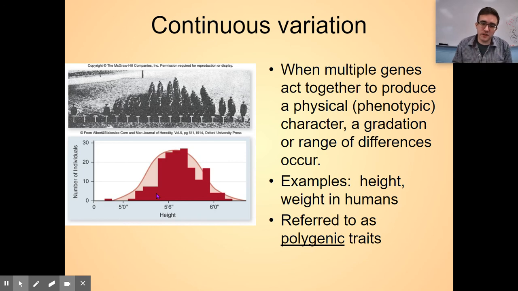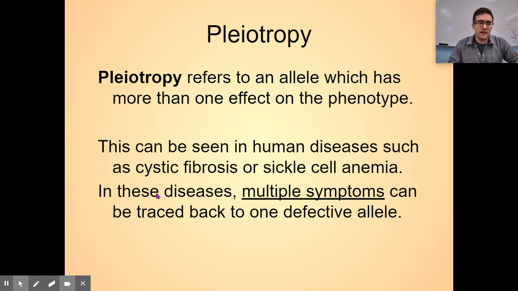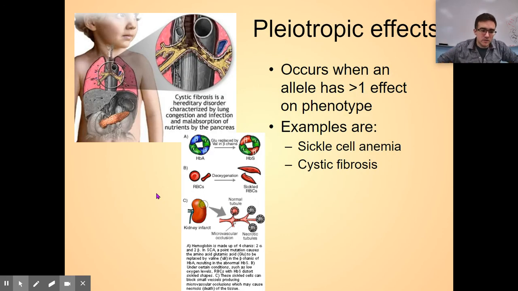We can have the opposite occur too, where one gene affects more than one trait. We call that pleiotropy, and that's all it is. A lot of diseases work that way, where multiple symptoms can be traced back to one defective allele. Cystic fibrosis and sickle cell anemia are great examples. In cystic fibrosis, we get lung congestion and malabsorption of nutrients by the pancreas. So that's at least two different phenotypic traits traced back to one allele.